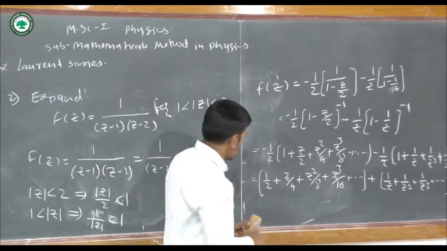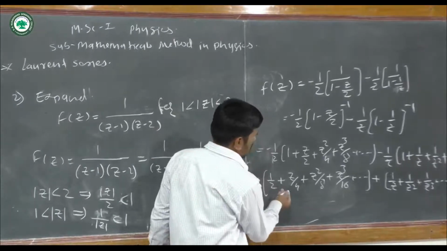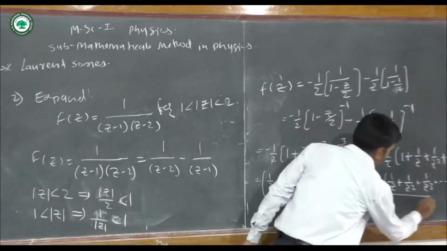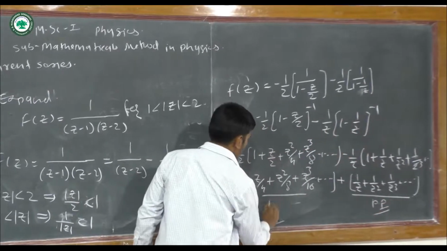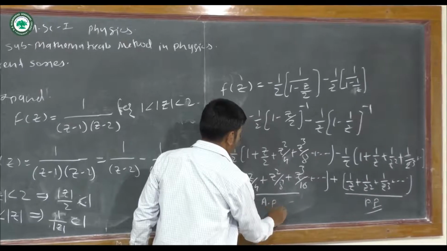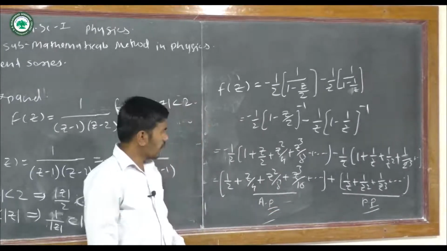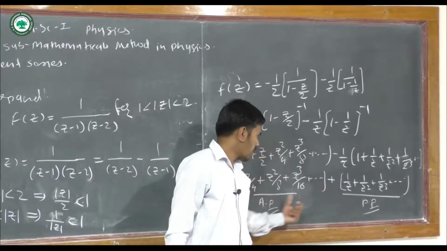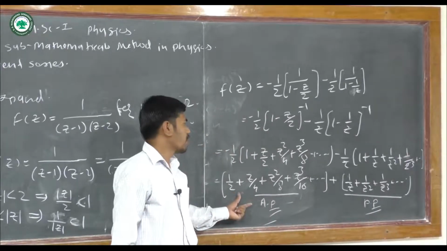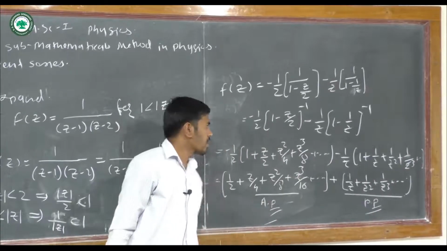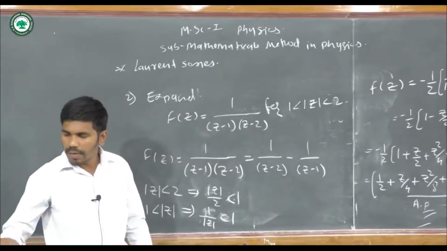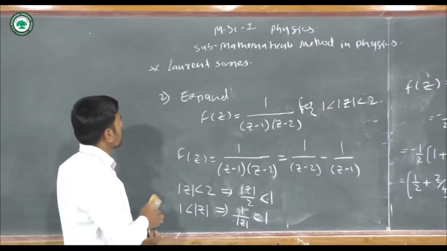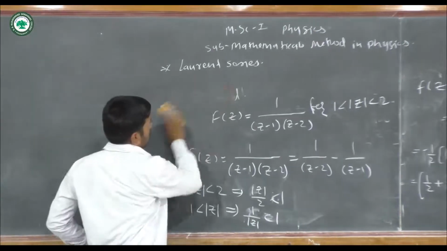Okay, but here these terms are the principal part, and this is the analytic part. So here a singularity is present, and here no singularity is present. Okay, so this is the expansion of this f of z. Now we consider the next example.